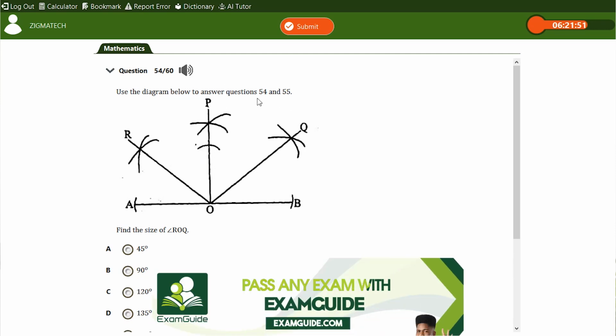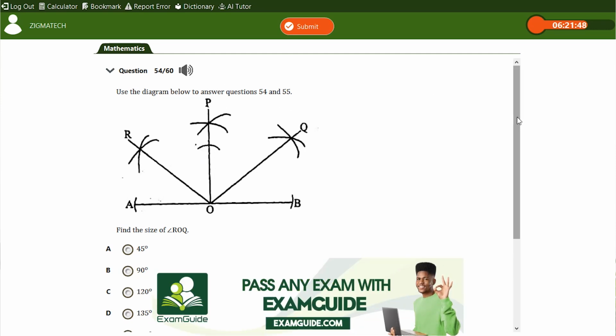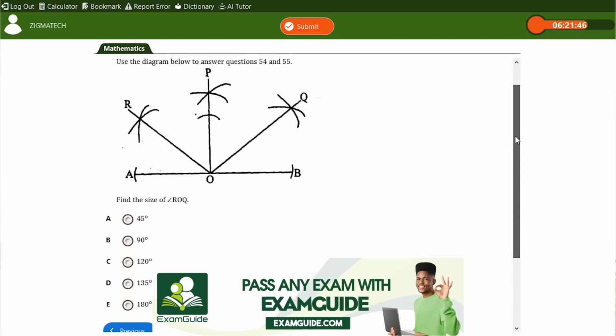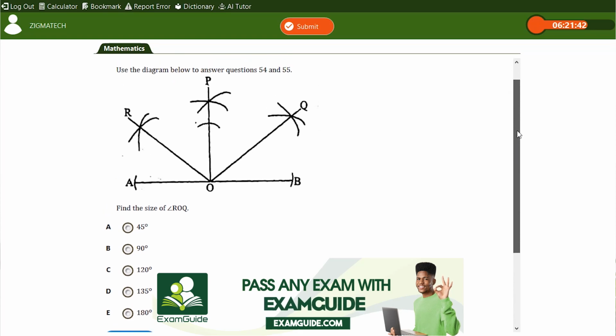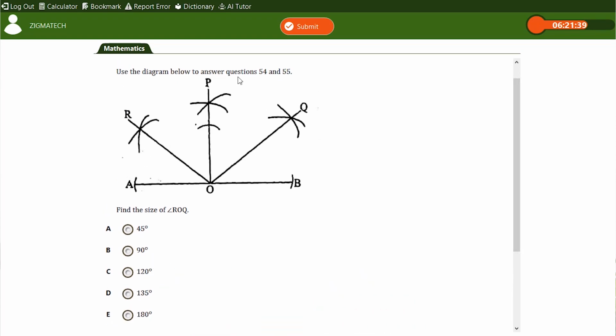They say we should use it to answer 54 and 55. Okay, this one, we don't need to solve anything. From what you can see on the screen, you will understand what it is. So use the diagram below to answer question 54 and 55. So let's look at it. They said we should find the size of, look at this diagram very well. We have a straight line, AB, right? And a meeting point or a center, the point of origin O here.